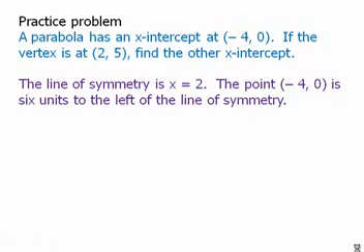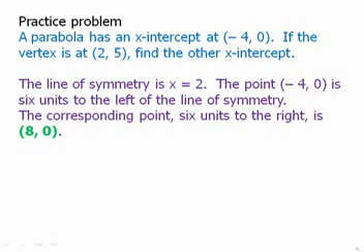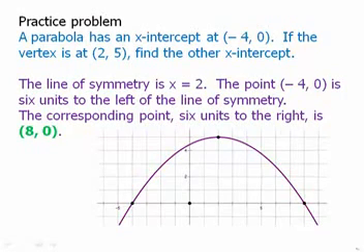Well, let's think about this. The point (-4, 0) is 6 units to the left of the line of symmetry. So its reflection would have to be 6 units to the right of the line of symmetry, and so that would be the point (8, 0). And that's the other x-intercept. So notice that all we had to do was think about symmetry. We didn't have to do any elaborate calculations. Here's the picture just to verify what's going on.